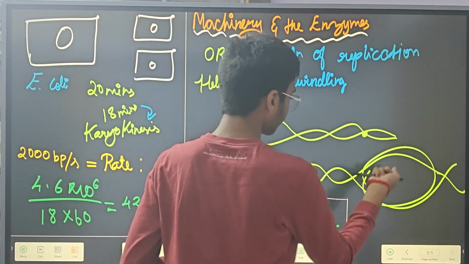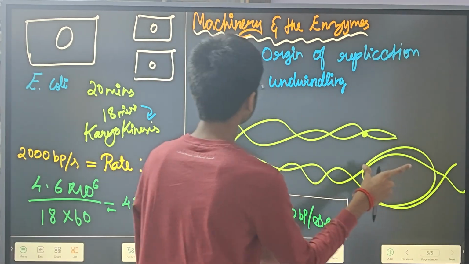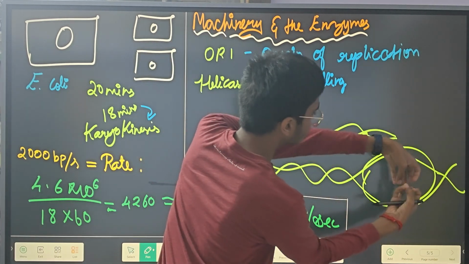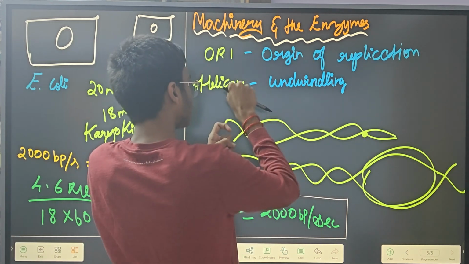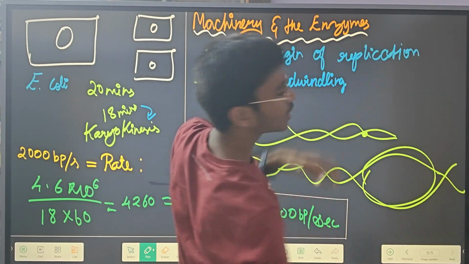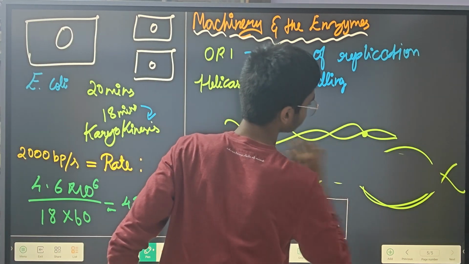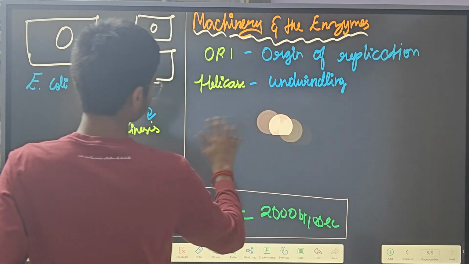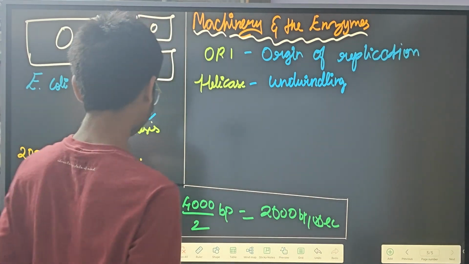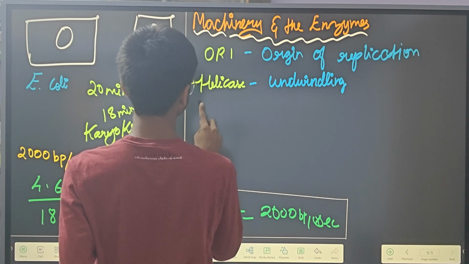Okay, so here, this is actually unwinding. This is the point where ORI has chosen, and the action is done by helicase at this point, which is unwinding. That's the thing. So this is helicase. Then after this one, next is topoisomerase.